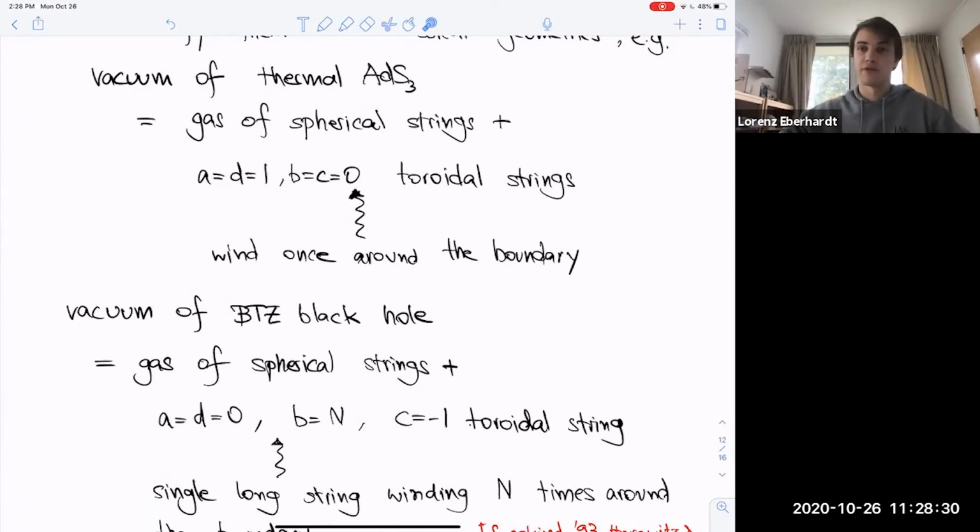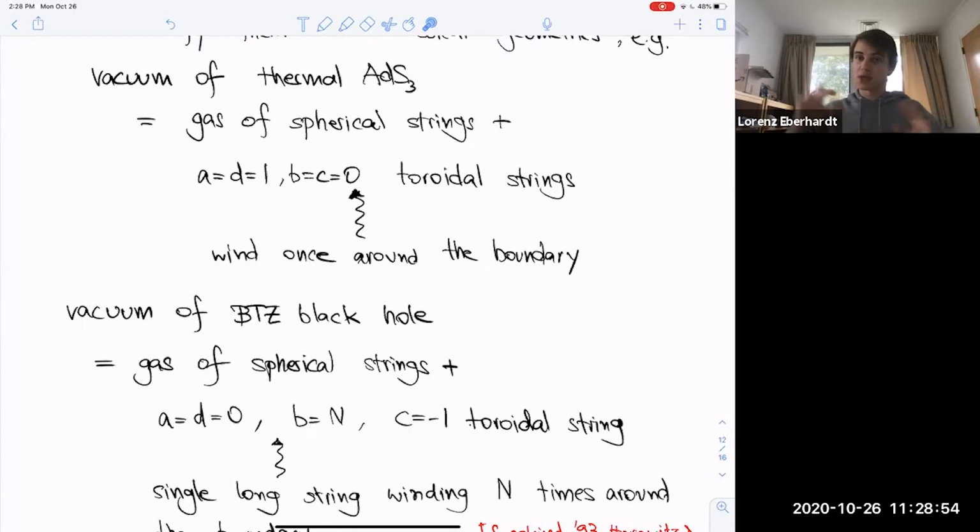So the vacuum of thermal AdS3 is mapped to the boundary vacuum as well. And now you just look, there's a gas of spherical strings because there's a non-vanishing sphere partition function. And then the state that is mapped to the boundary vacuum is the one that corresponds in the sum to A = D = 1 and B = 0, C = 0. So these are many toroidal strings.